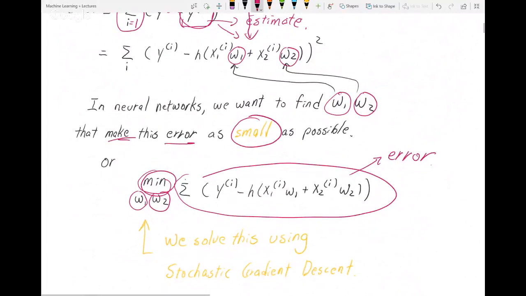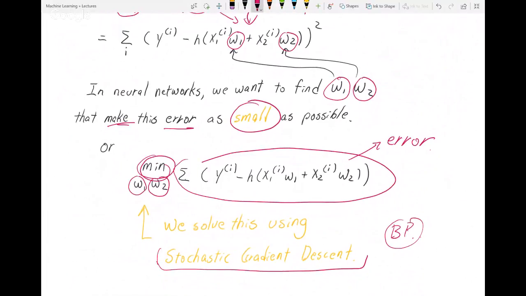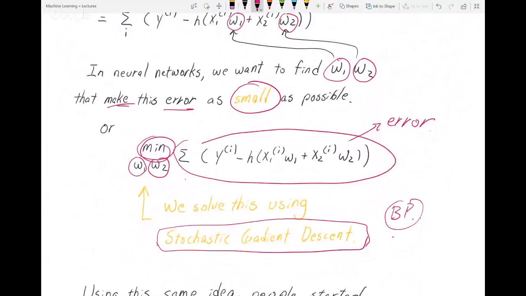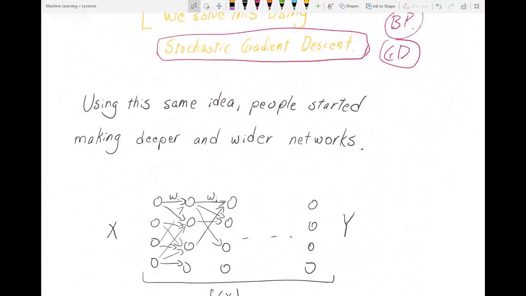And very often we solve this using stochastic gradient descent and backpropagation. And that's not the point. I'm also going to assume that you've seen the gradient descent video that I have. Make sure you watch the gradient descent video. But the idea is very simple. You just take the derivative of this and keep going in the downward direction, and that will give you the smallest W1 and W2. Well, using the same idea, people started making it deeper and wider.